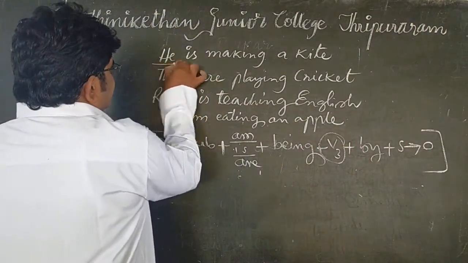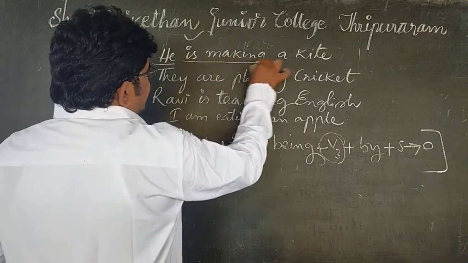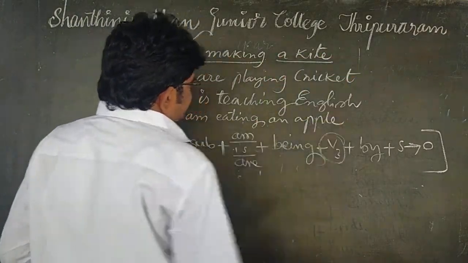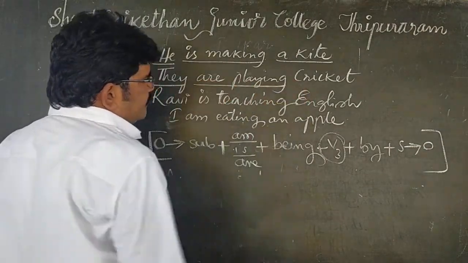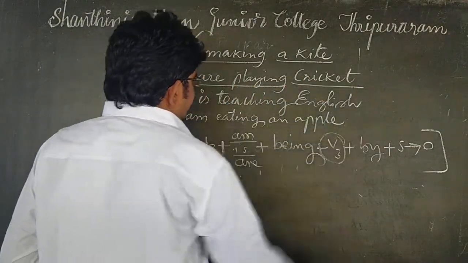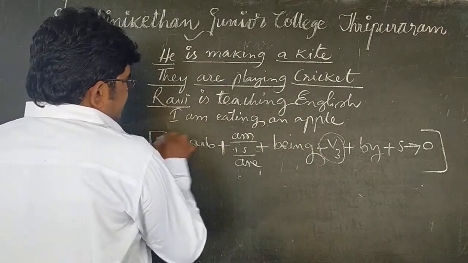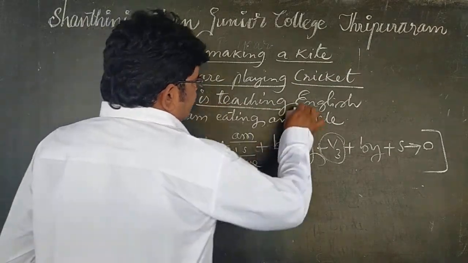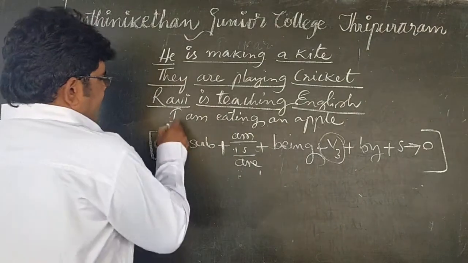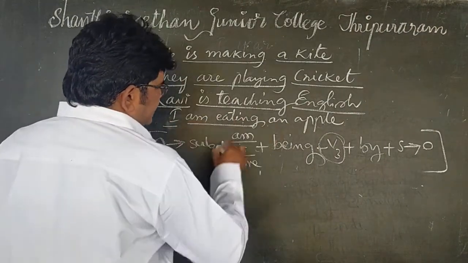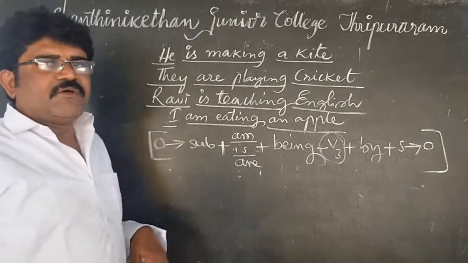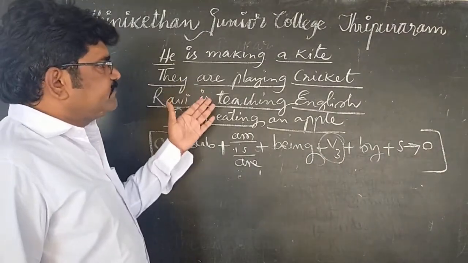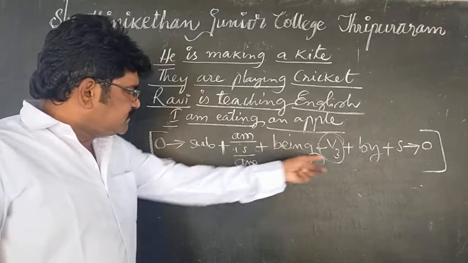Here, he is the subject, is making is the verb, a kite is the object. Here, they is the subject, are playing is the verb, cricket is the object. Here, Ravi is the subject, is teaching is the verb, English is the object. And I is the subject, am eating is the verb, and apple is the object. Again, we have to convert the sentences from active voice to passive voice through this given chart.